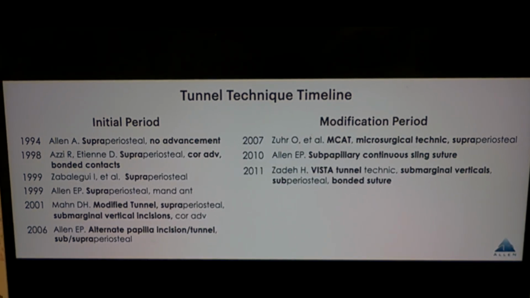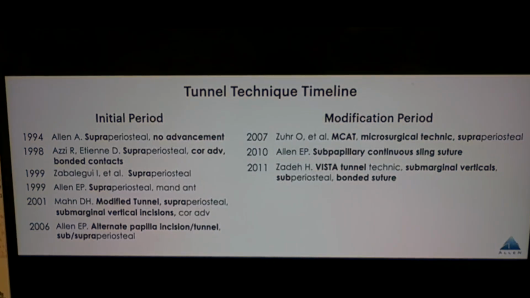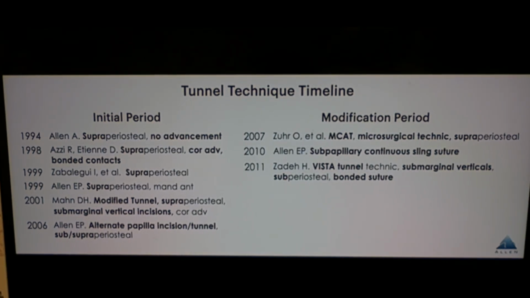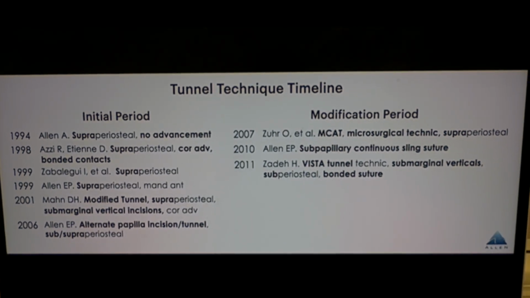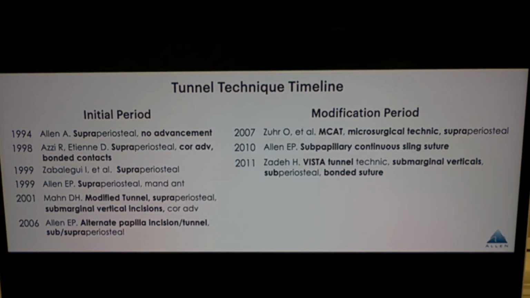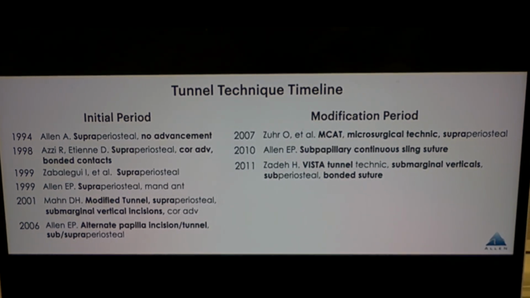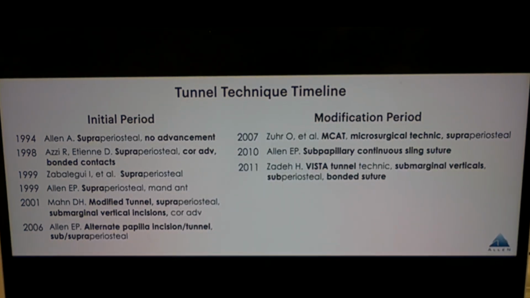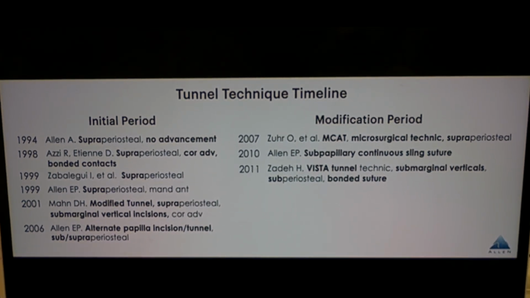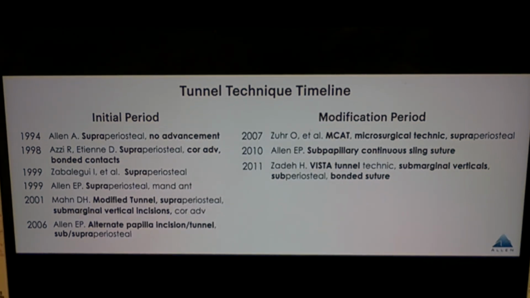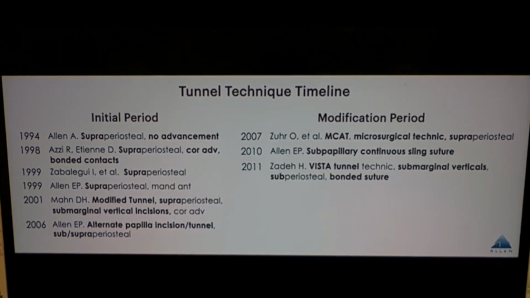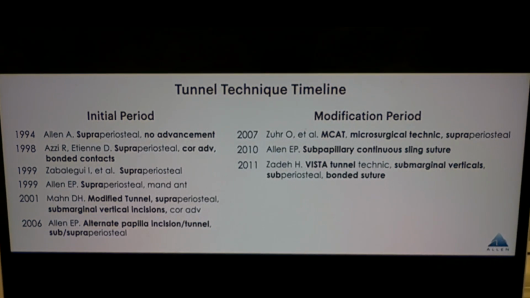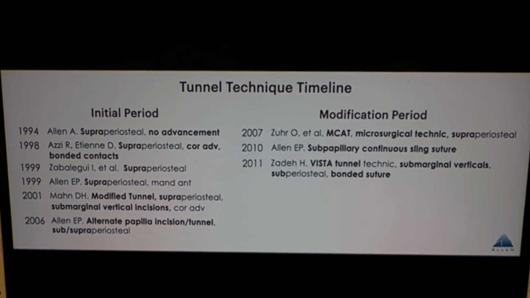In 2011 was when the VISTA technique was introduced by Zadeh. And it's a tunnel also. And he used also, as I had done, subperiosteal dissection, and he used a submarginal vertical incision to facilitate site prep, and that's quite useful. Many times I find I should have done that in the past. I wasn't, of course, familiar with that technique in the early days. And he used a bonded suture technique to advance the tunnel well coronal to the CEJ, and I feel that's really not necessary personally.